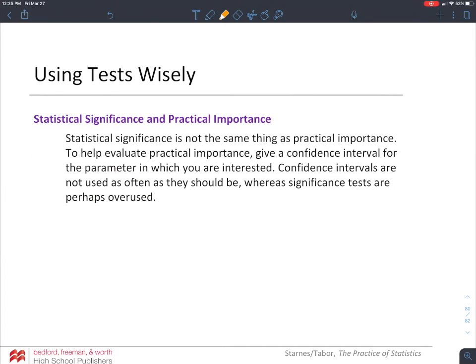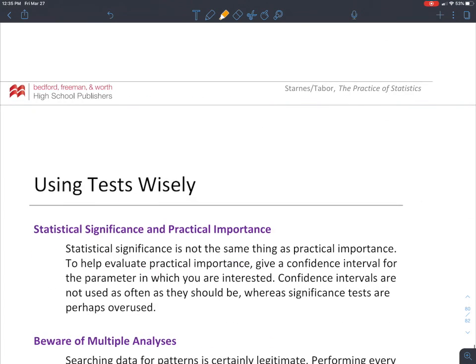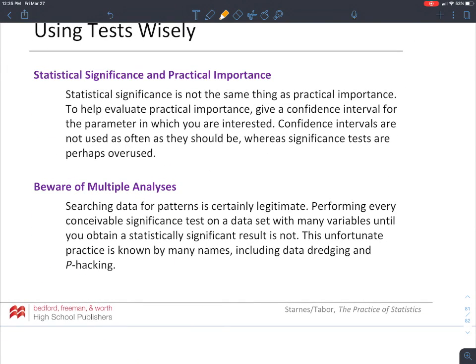So, statistical significance is not the same thing as practical importance. To help evaluate practical importance, give a confidence interval for the parameter in which you are interested. Confidence intervals are not used as often as they should be, whereas significance tests are perhaps overused. Remember, a confidence interval gives us an interval of plausible values. That's more information than just saying whether we reject or fail to reject. We can reject it and then give an interval of what the true value actually is. So there's more information given in a confidence interval than there is in a significance test. And so that's why they're saying significance tests are definitely overused.